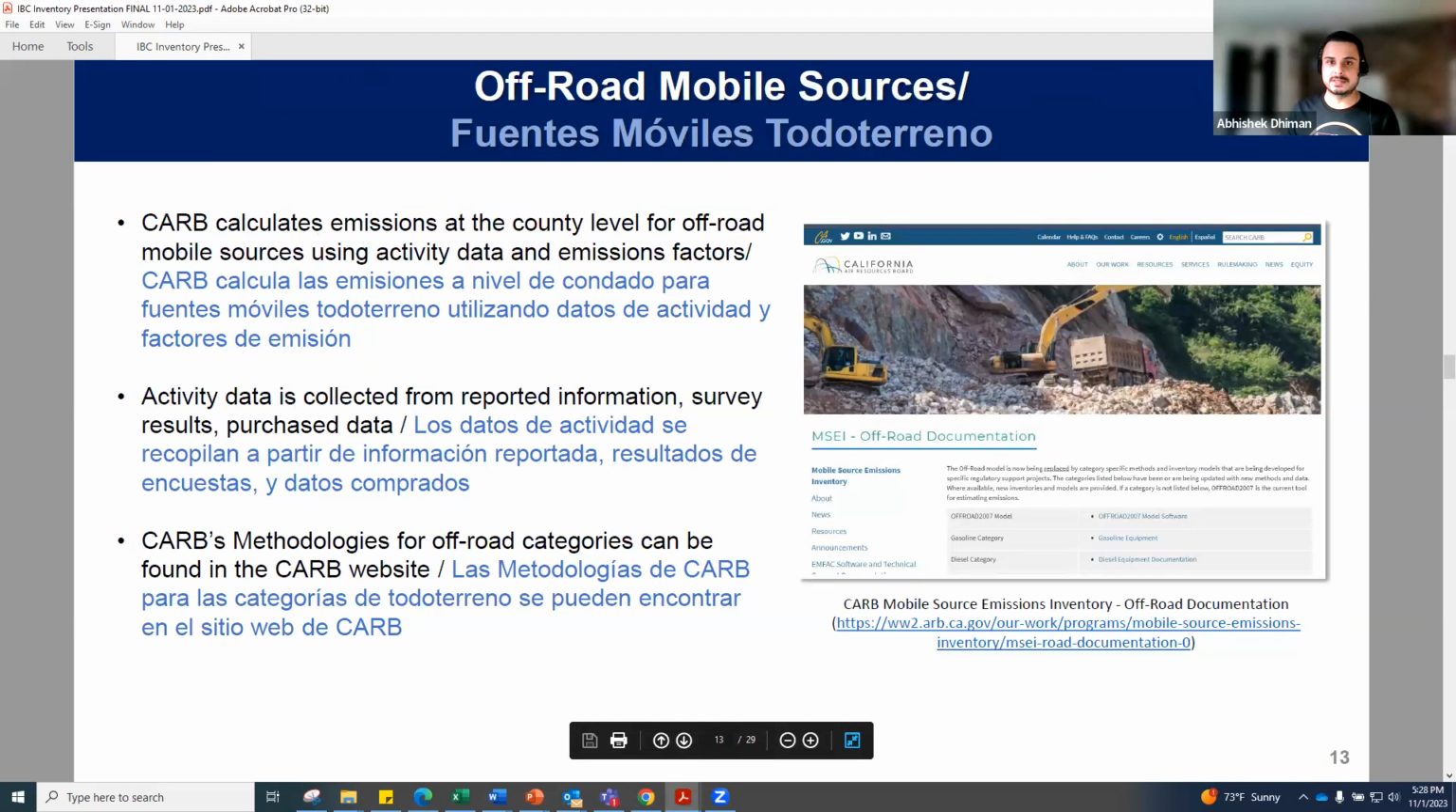CARB calculates emissions for off-road using approved methodologies, using the latest activity data and latest emission factors. Activity data is collected from reported information, survey results, and purchase data. CARB's methodologies for off-road can be found in the link that has been provided on the slide. Next slide, Jenny.